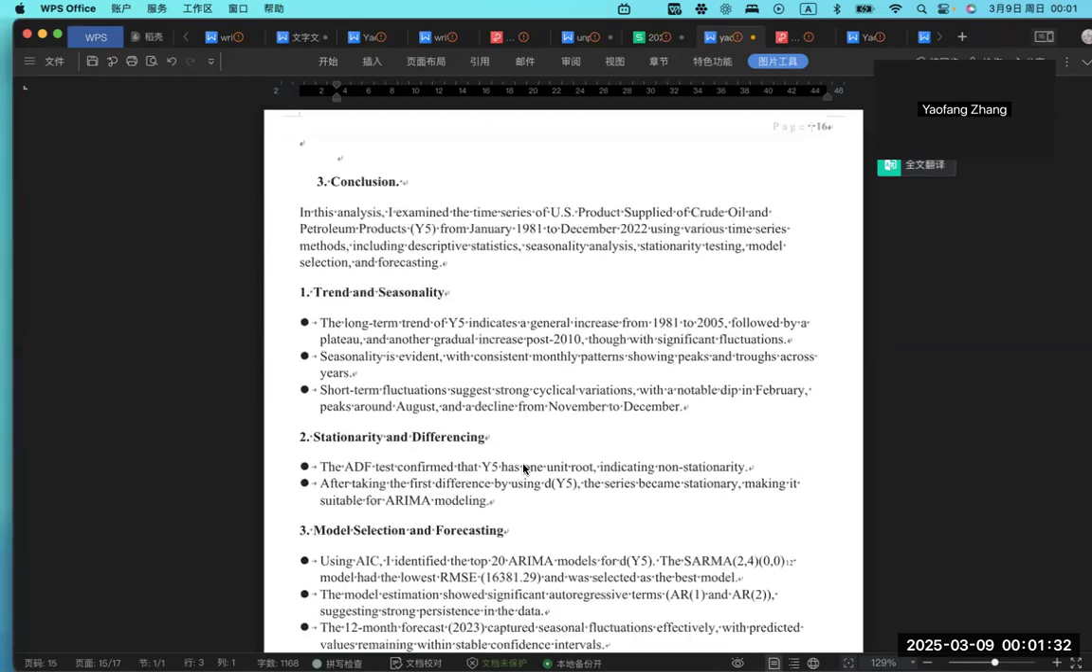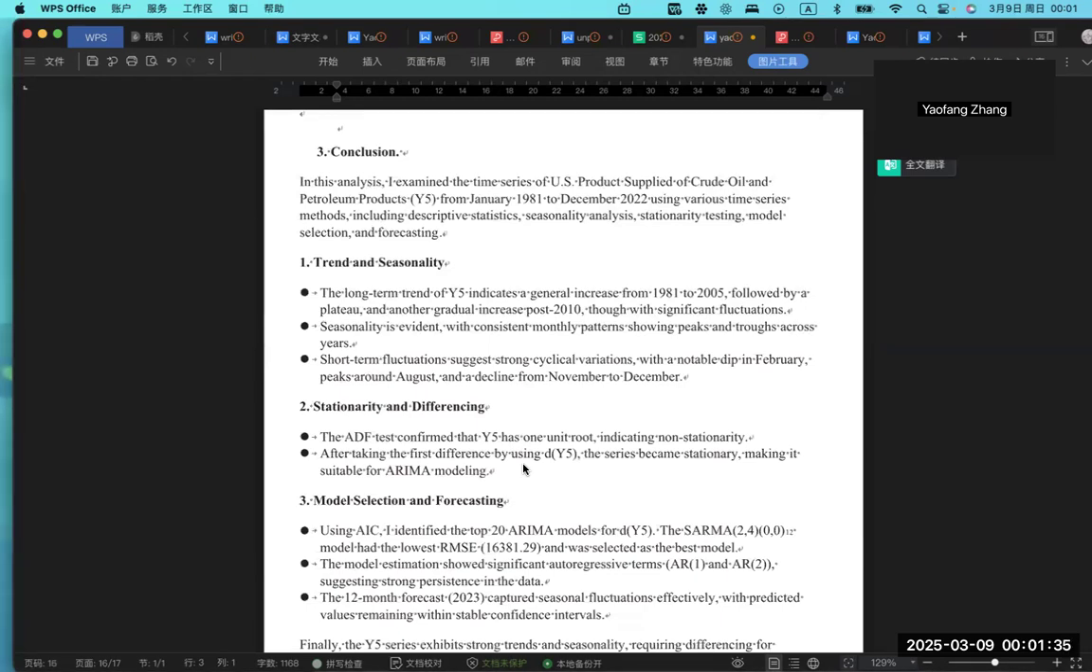To summarize, the Y5 time series shows both a long-term trend and strong seasonal patterns. Seasonality analysis shows that differencing was necessary for accurate modeling. The SARIMA 2-5 model was chosen as the best fit based on RMSE. The 12-month forecast for 2023 indicates stable projections with seasonal variations.